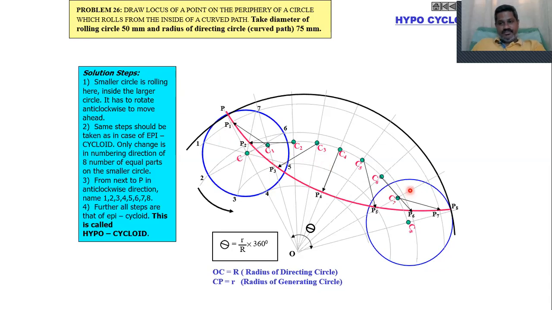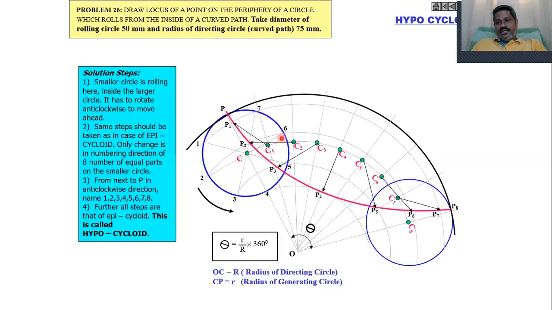The procedure is the same, except that the circle is rolling under the directing arc, whereas in the case of epicycloid, the generating circle is rolling above the directing circle without slipping, which is called the epicycloid. But now in this case, we are calling this a hypocycloid because the generating circle is rolling under the directing circle without slipping.